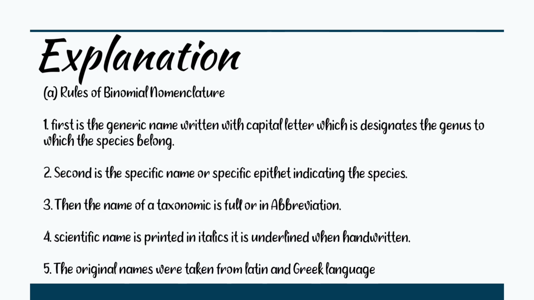Explanation. A. Rules of binomial nomenclature. First is the generic name, written in capital letter, which designates the genus to which the species belong. Second, the specific name or specific epithet indicating the species. Third, then the name of taxonomist in full or in abbreviation. Fourth, scientific name is printed in italics. It is underlined when handwritten. Fifth, the original names were taken from Latin and Greek language.